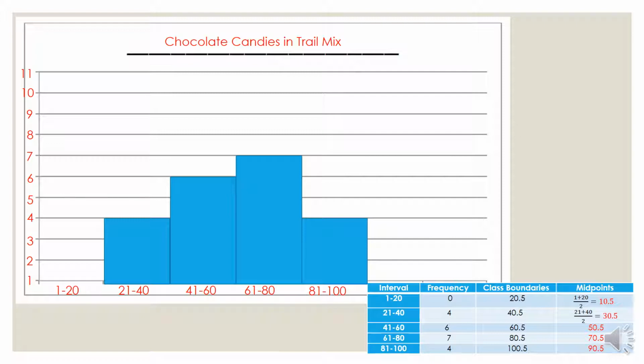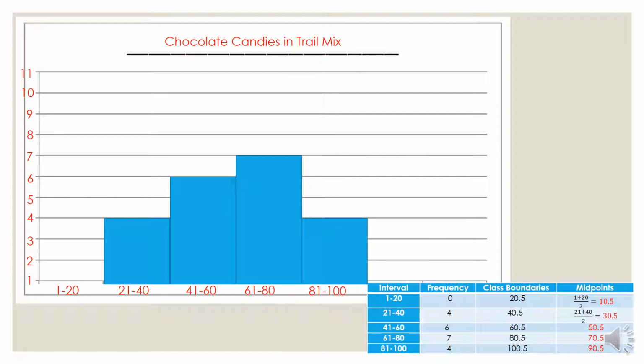So histograms give you a good, easy, quick way to see how the data is distributed. So that means how the data is spread out. So it looks like most of the trail mixes have between 61 and 80 chocolate candies. And then there's sort of more on this lower end than there is on the upper end. So only a few of them had between 81 and 100. Most of them have between 21 and 60.